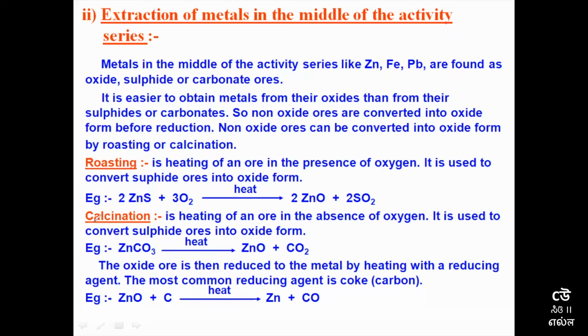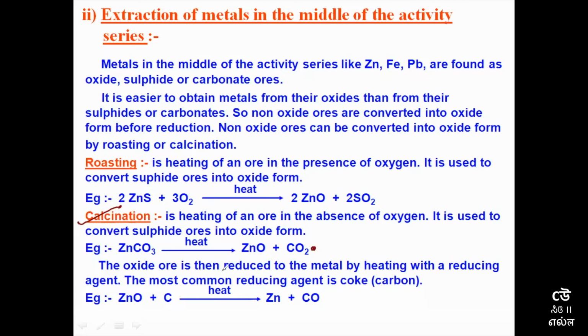Then the next one is calcination. Calcination means it's the heating of an ore in the absence of oxygen. It is used to convert carbonate ore into oxide form. So again, calcination means heating, but in the absence of oxygen. So ZnCO3, that is zinc carbonate, when it is heated, will form zinc oxide and carbon dioxide. This is the reaction that will take place.